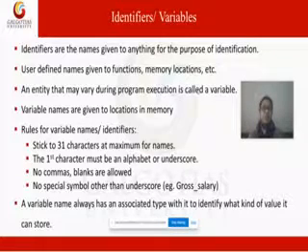So a variable name always has an associated type with it to identify what kind of value it can store. I'm trying to store some values in my memory, but what kind of value it can take can be identified with the help of data types, which we'll be looking at in just a brief while. So a variable always has an associated data type.